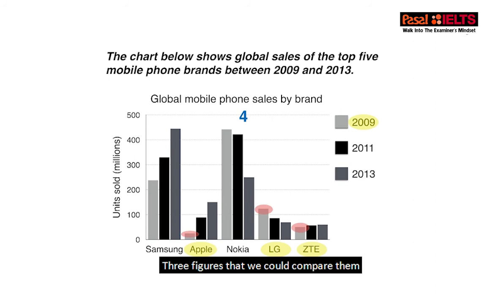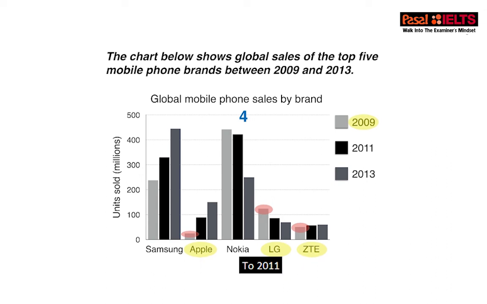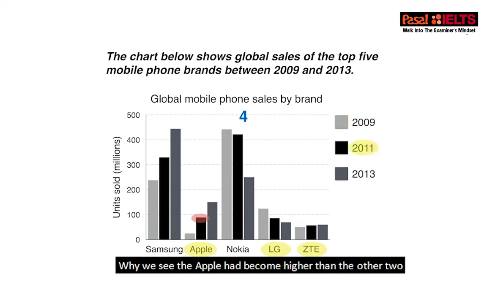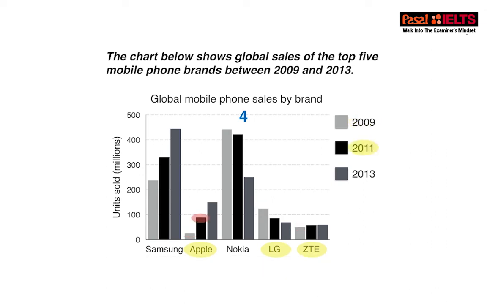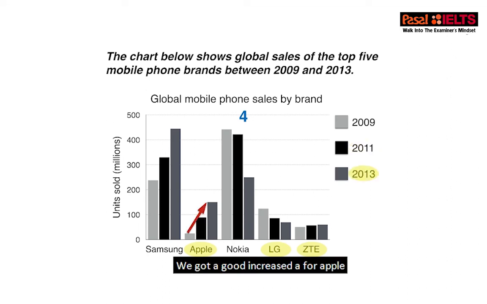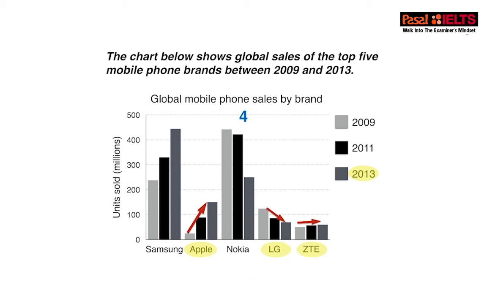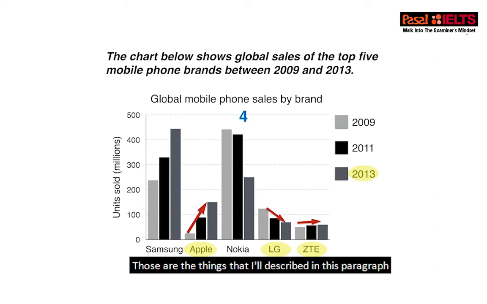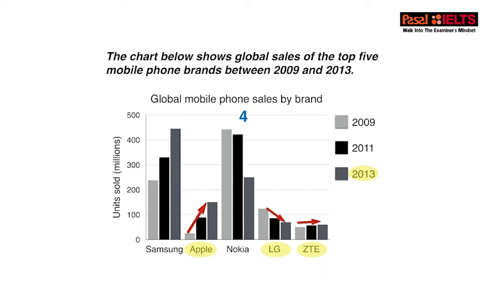We could compare them, and then we can move on to 2011, where we see that Apple has become higher than the other 2. And moving on to 2013, we've got a good increase there for Apple, but a decrease for LG and not much change for ZTE. Those are the things that I'll describe in this paragraph. Let's look at what I wrote then.